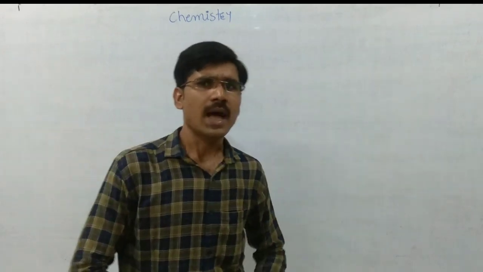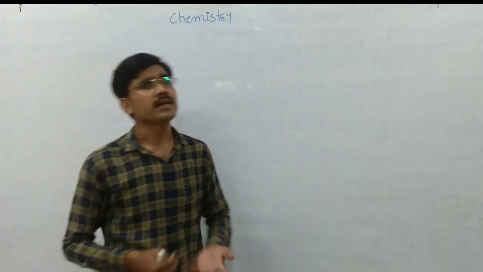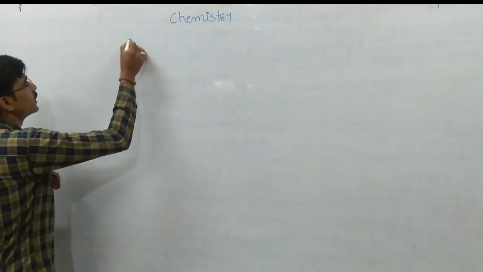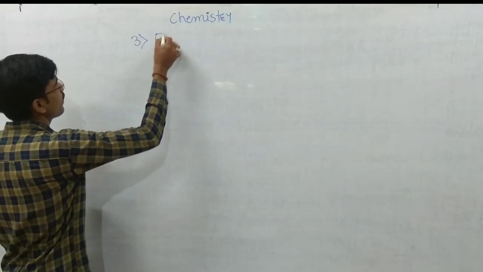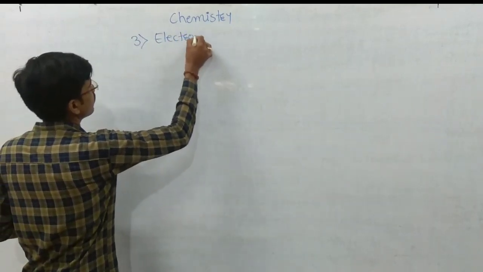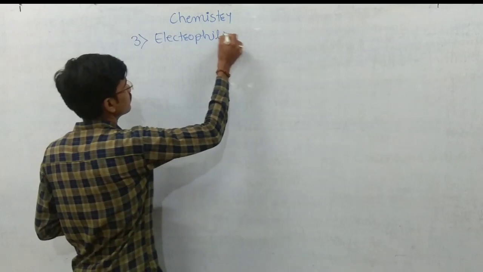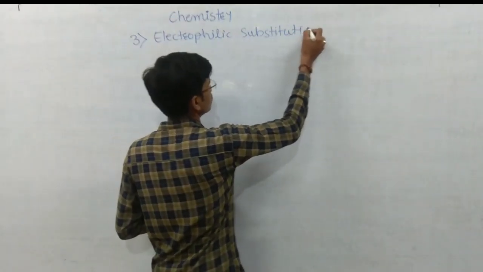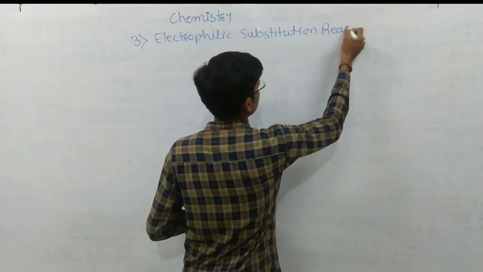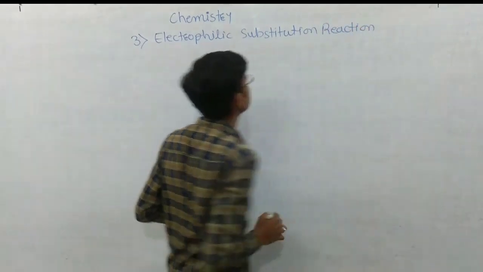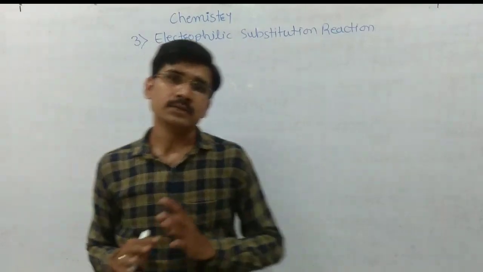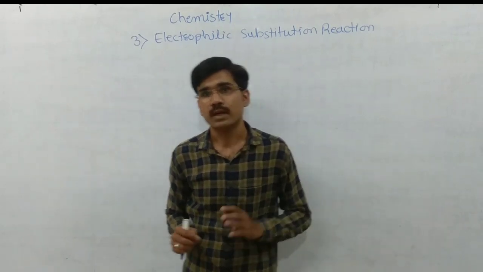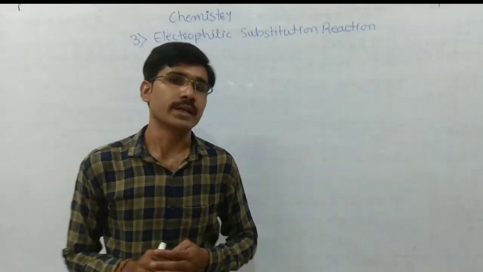Now we have to see the last chemical reaction, and the name of that reaction is reaction number 3, that is electrophilic substitution reaction. In that, the reaction takes place in an aromatic compound. That means we are using aromatic ether here.